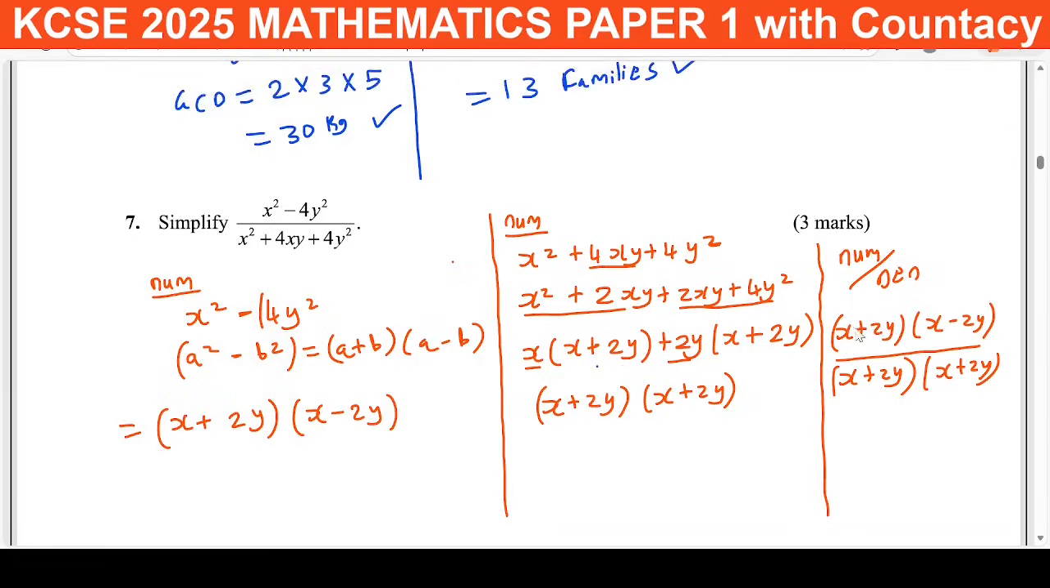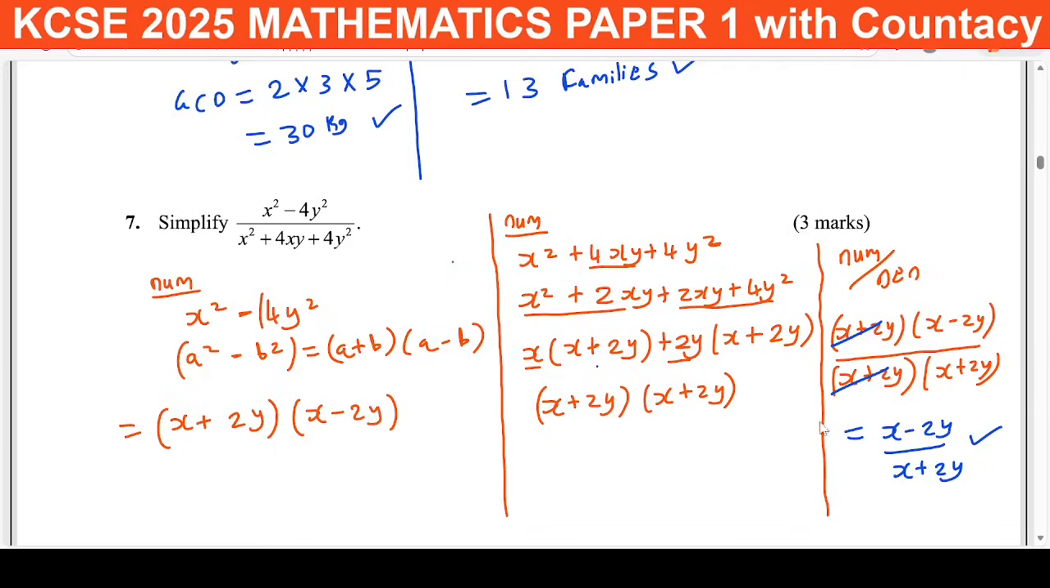Do you have any common terms? You have x plus 2y, we have x plus 2y, and we are going to remain with x minus 2y over x plus 2y. And that's the required solution for that. That's how you are supposed to go about that.